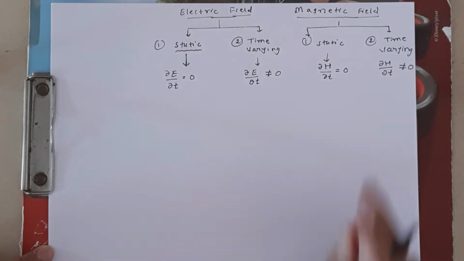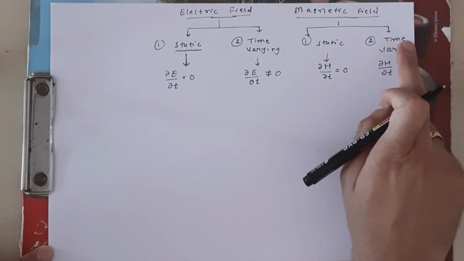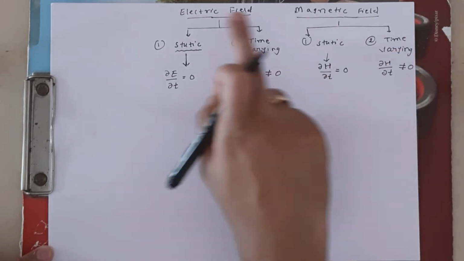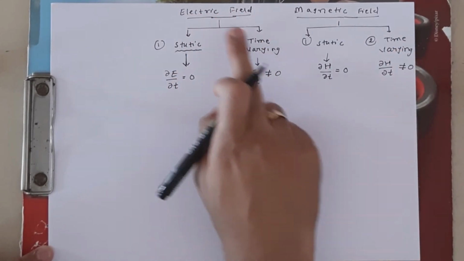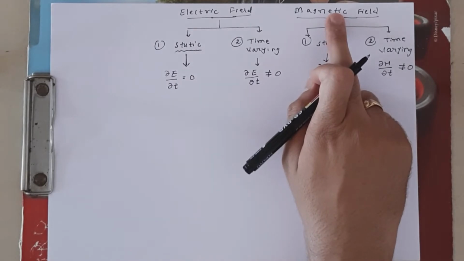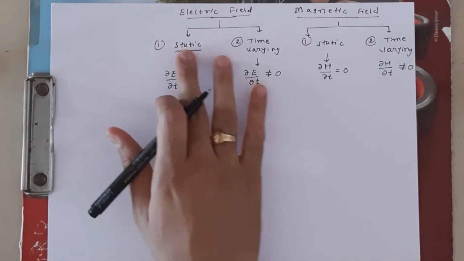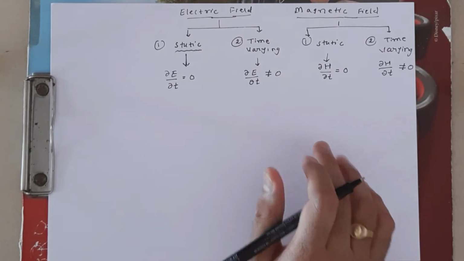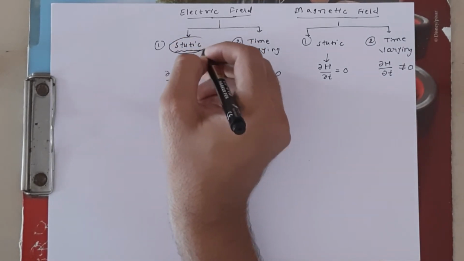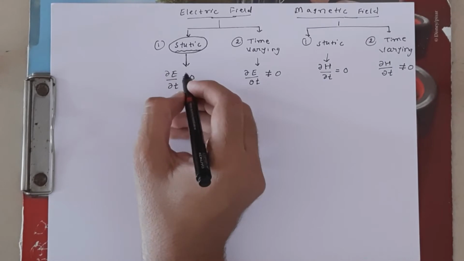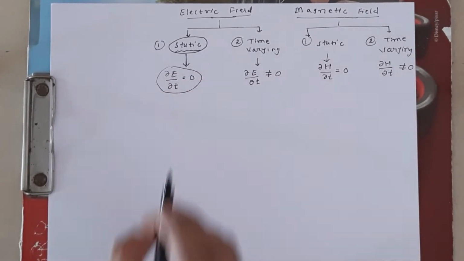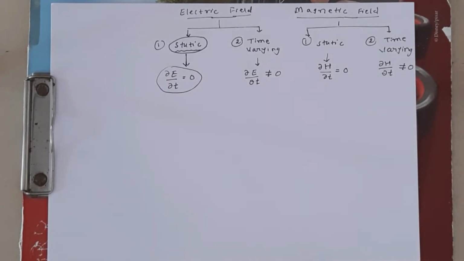One more thing to note: a time varying magnetic field generates an electric field and a time varying electric field generates a magnetic field. We will discuss all those things in an upcoming chapter. It is just a basic concept regarding static and time varying electric and magnetic field. So this chapter is static electric field. That means the partial derivative of electric field with respect to time is 0. That means electric field is independent of time, so it is known as electrostatic.